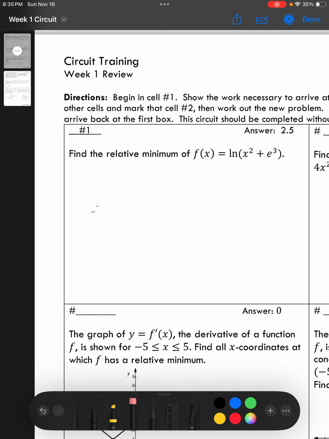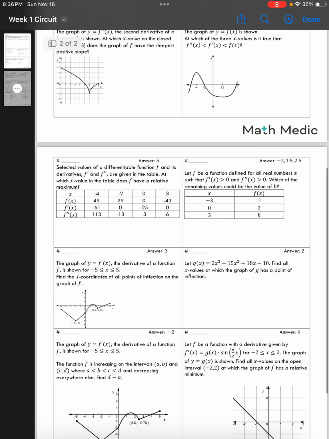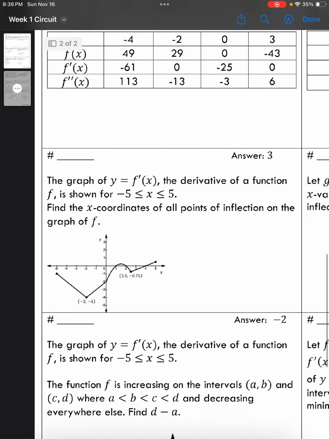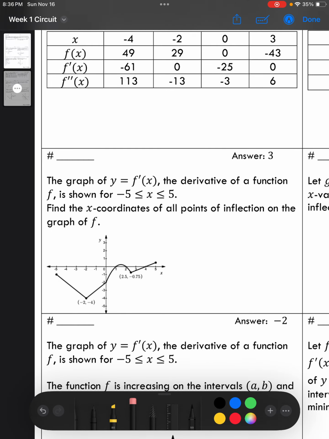So let's find it. Not here, not here. Here. Okay, so the graph of f prime is shown.